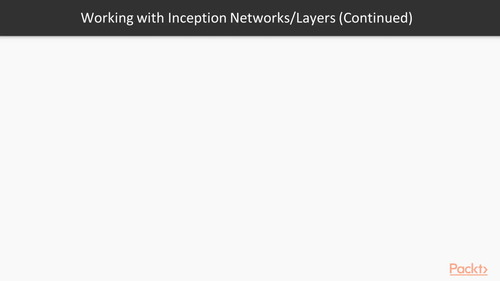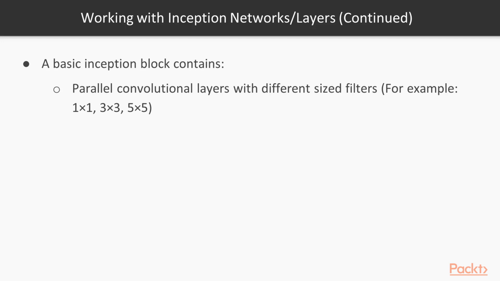So a basic Inception block contains parallel convolutional layers with different size filters, and the examples we'll be looking at are 1x1, 3x3, and 5x5. This will make more sense when we look at the graphs. These are pretty common choices, but of course you could choose anything. In addition to these parallel convolutional layers, there's also a parallel max pooling layer.